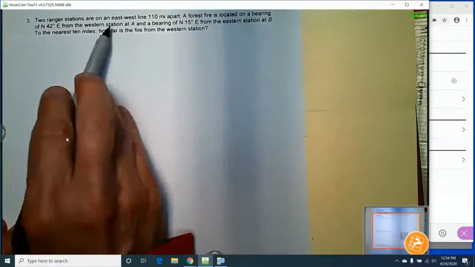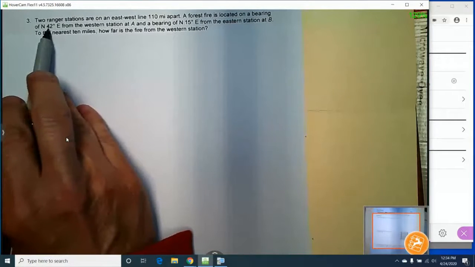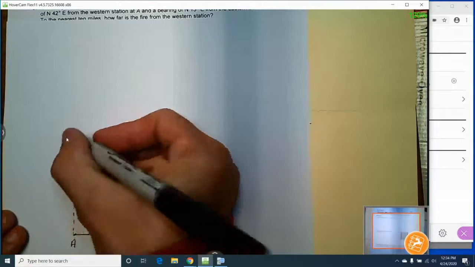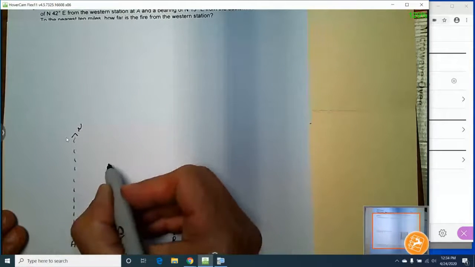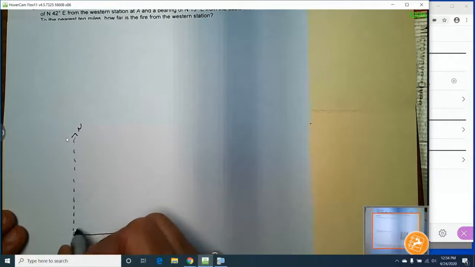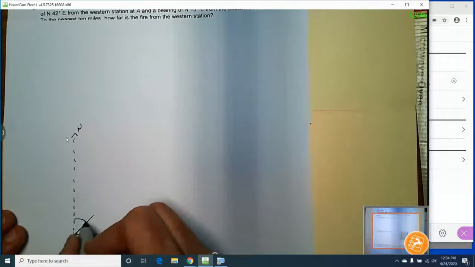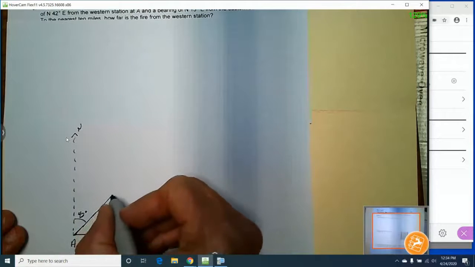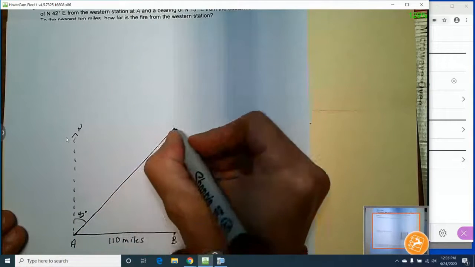So now we want to do the location of the fire from each of the 2 stations. From station A, it's a bearing of north 42 degrees east, which means starting at A, we're going to go due north. From due north, we're going 42 degrees to the east. So that means that we want to draw a 42-degree angle in here and then just draw the line that goes along that. So the forest fire is somewhere along that line.